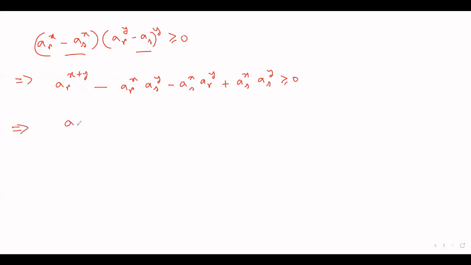So let me keep the positive terms on the left hand side, the terms with positive sign. So a_r to the power x plus y, and you can see that we have a_s to the power x plus y here as well. So a_s to the power x plus y is also a term with positive sign. And transfer the negative ones onto the right hand side to get a_r to the power x, a_s to the power y, plus a_s to the power x, a_r to the power y.